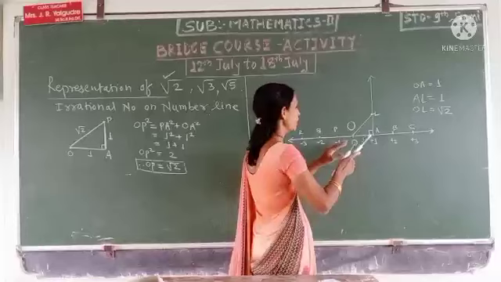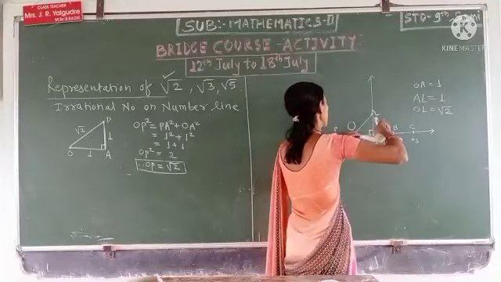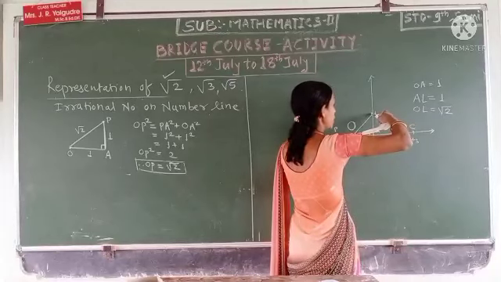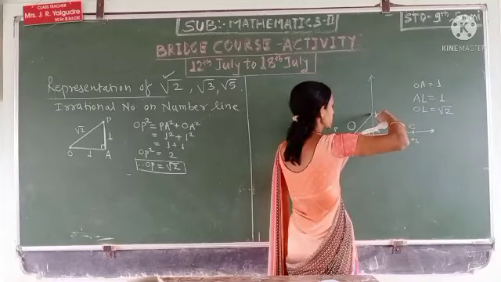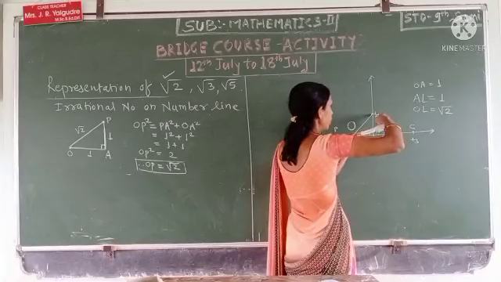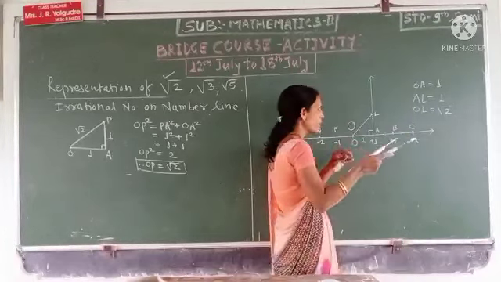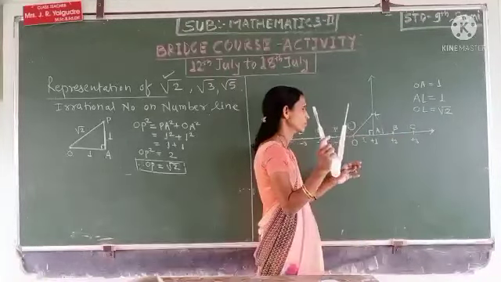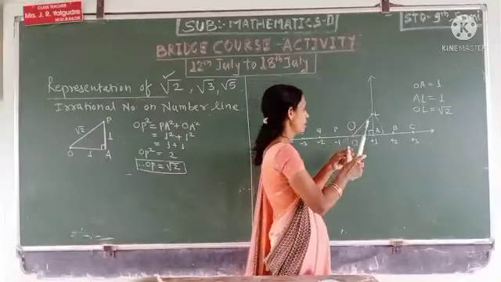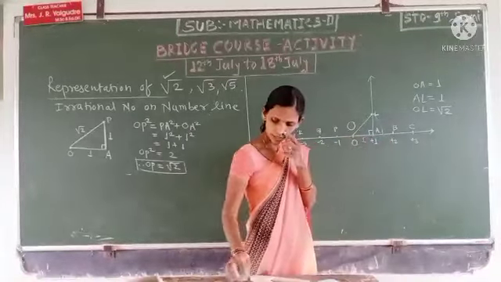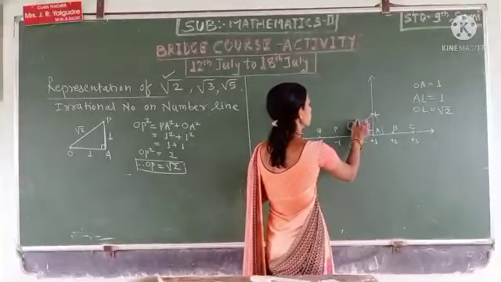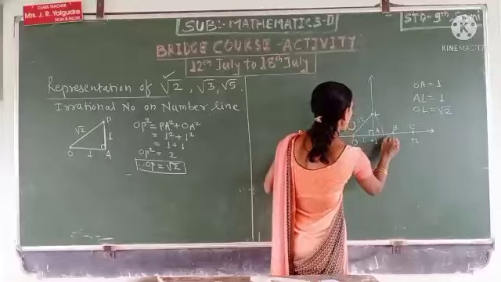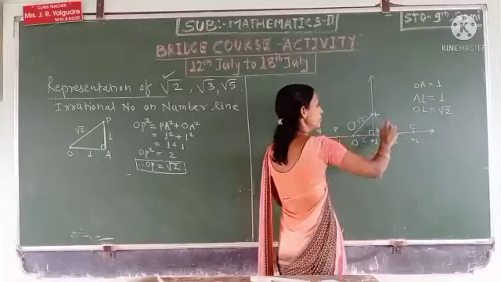Then taking the measurement of that OL segment, the length of OL, using a compass with a needle, we can mark the distance OL on the number line. Then see here, OL is root 2. Therefore, here L dash is the point drawn on the number line.